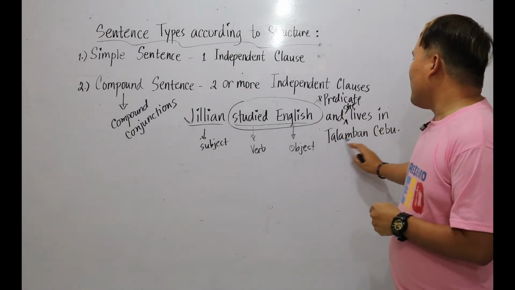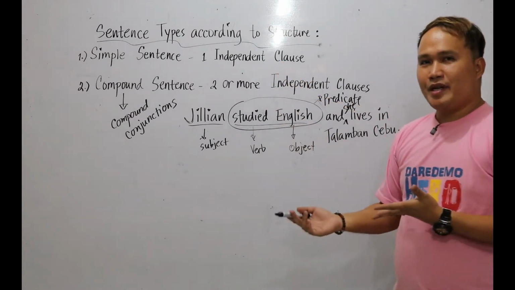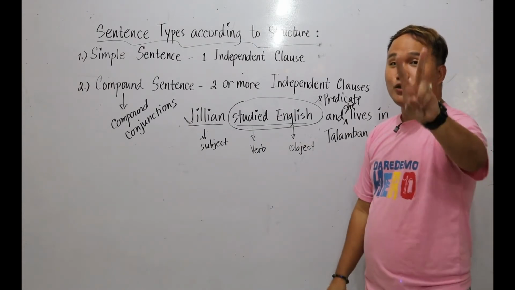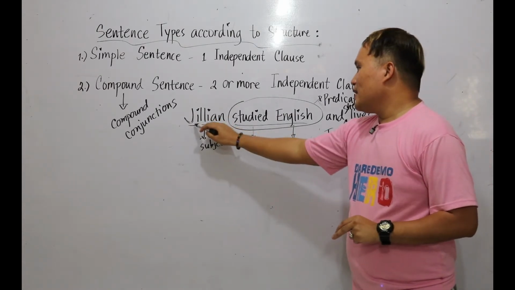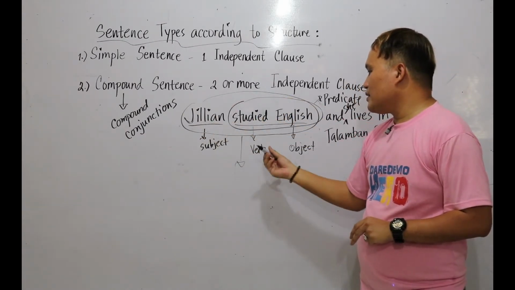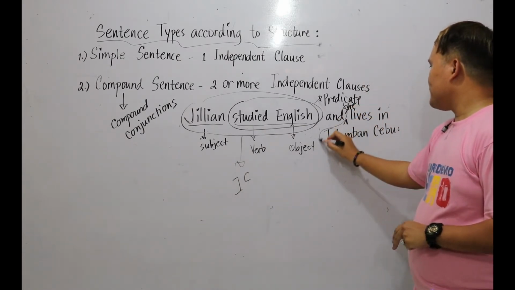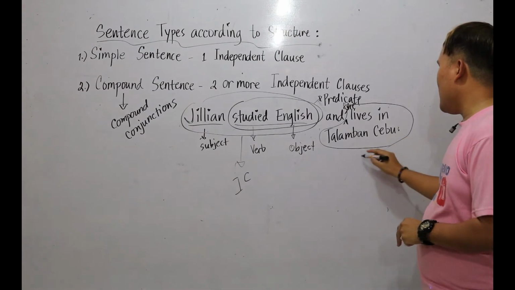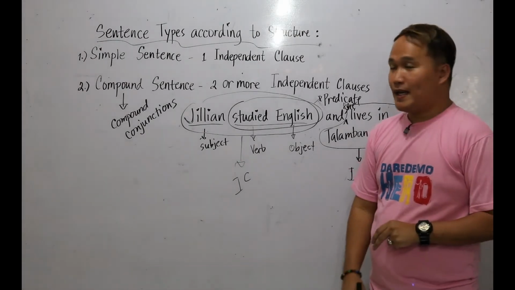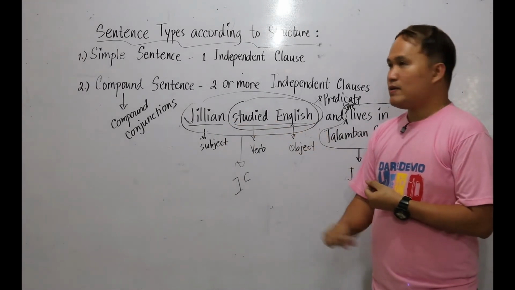She lives in Talamban, Cebu is an example of an independent clause. So how many independent clauses do we have now in this whole sentence? We have two already. So we have this one, this is one independent clause. And this one, she lives in Talamban, Cebu, is another independent clause. There you have it. And don't forget, it's combined with a compound conjunction, and.